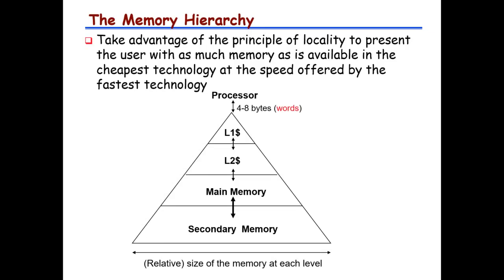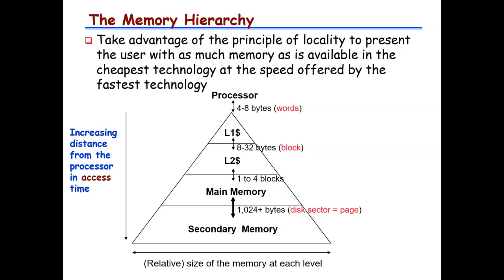The data transferred from L1 to the processor is in bytes, and then we need to bring the data from L2 to L1, which is in blocks. And if you want to transfer from the main memory to L2, we transfer more blocks, which we call pages. And now from the secondary memory to the main memory, we transfer at the level of pages. Any question? Got it or not got it? So now if we increase the distance from the processor, it increases the access time.